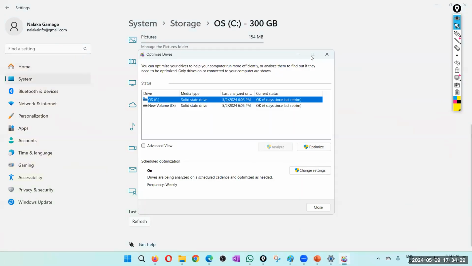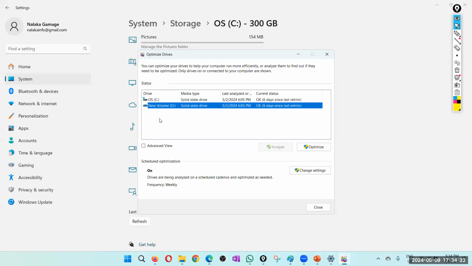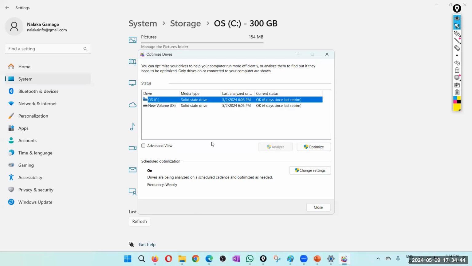Right, so you can see here, this is my C drive, this is my D drive. In my case, both are solid state. Actually, I don't have a hard disk at all. Both C and D are solid state. But let's see whether there are any defragmentation schedules. Yes, you can see schedule optimization on. Schedule optimization means at the scheduled time, my disk is optimized, defragmented.